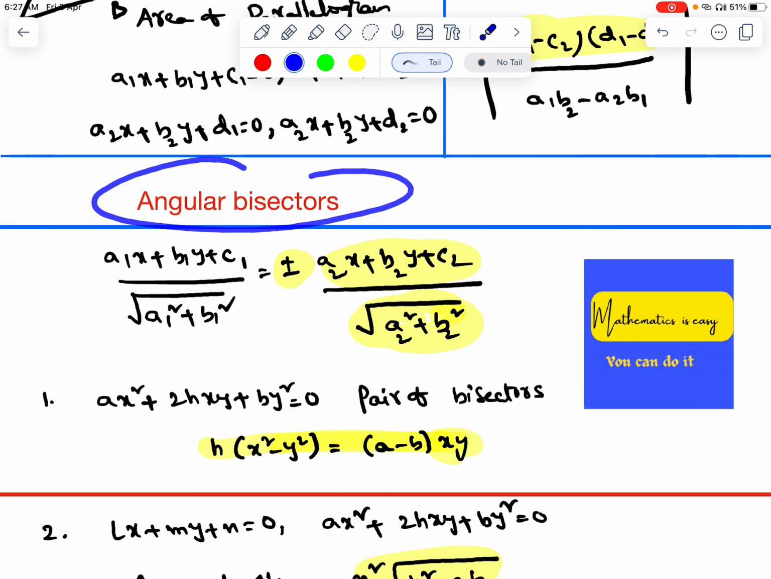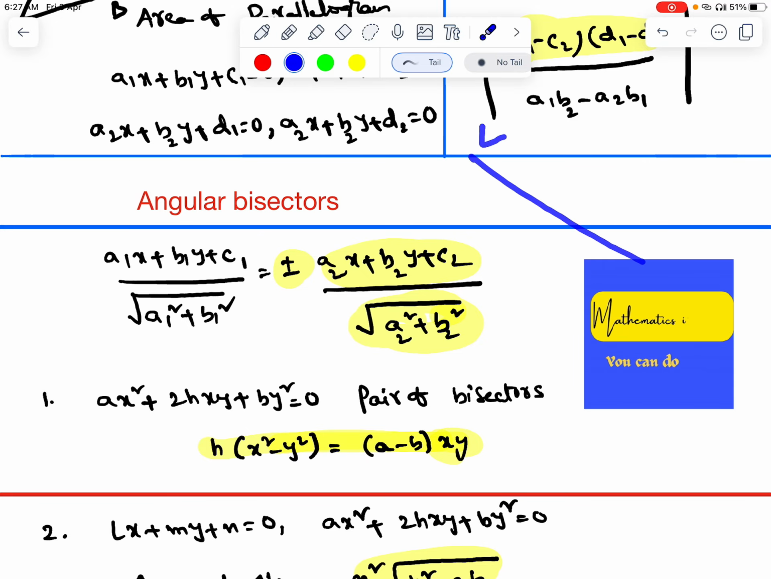Angular bisectors. Suppose this is one line L1 and this is the line L2. The point P: the distance to each is the same. Formula: (a1x + b1y + c1)/√(a1² + b1²) = ±(a2x + b2y + c2)/√(a2² + b2²).